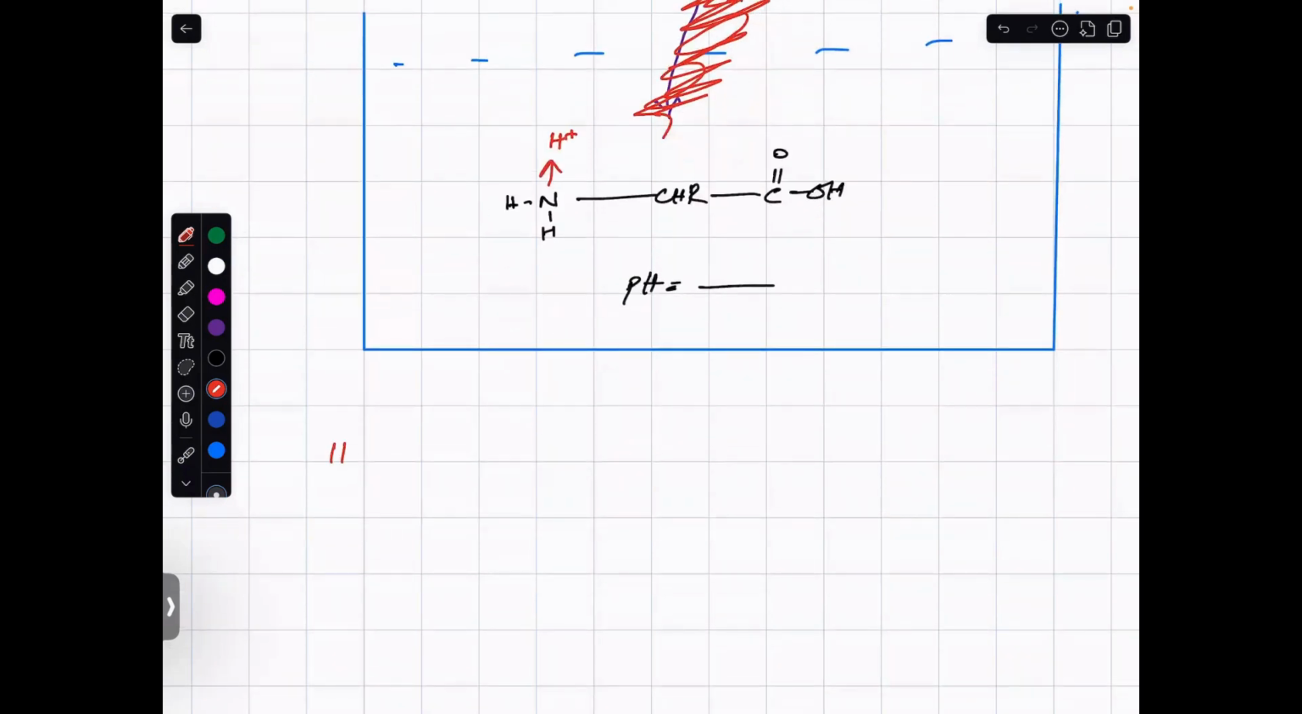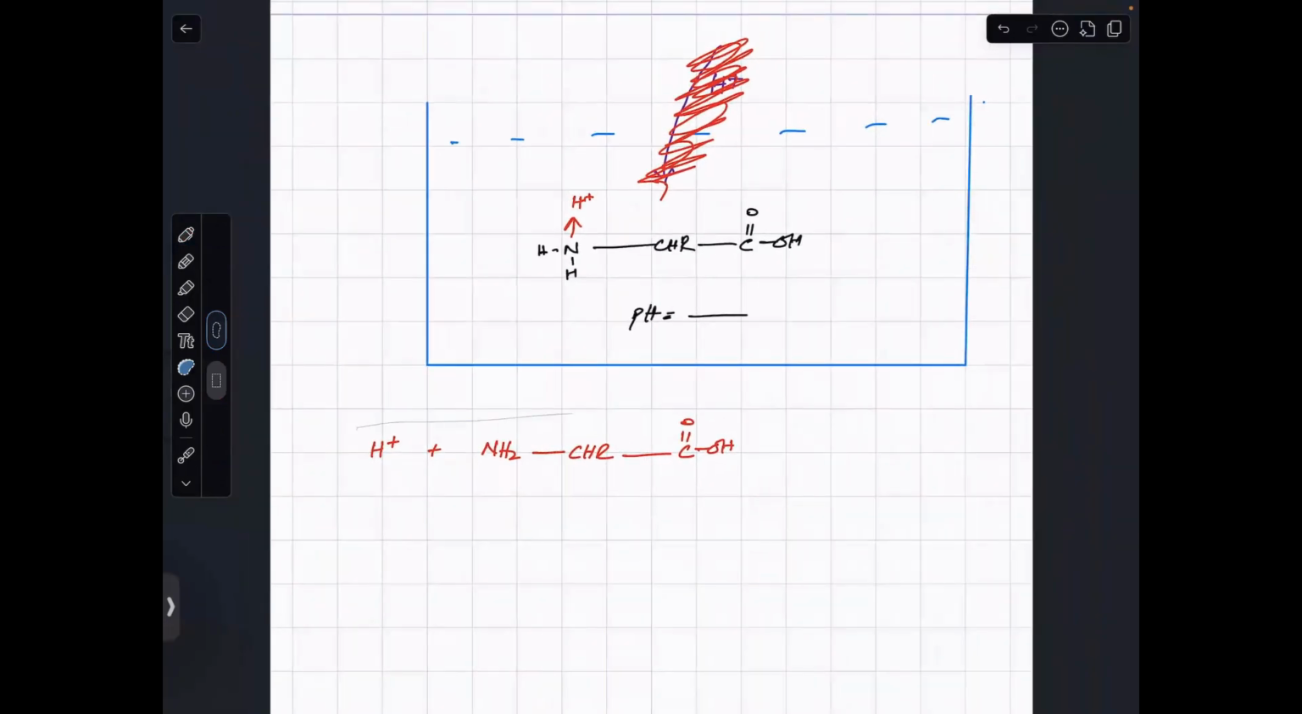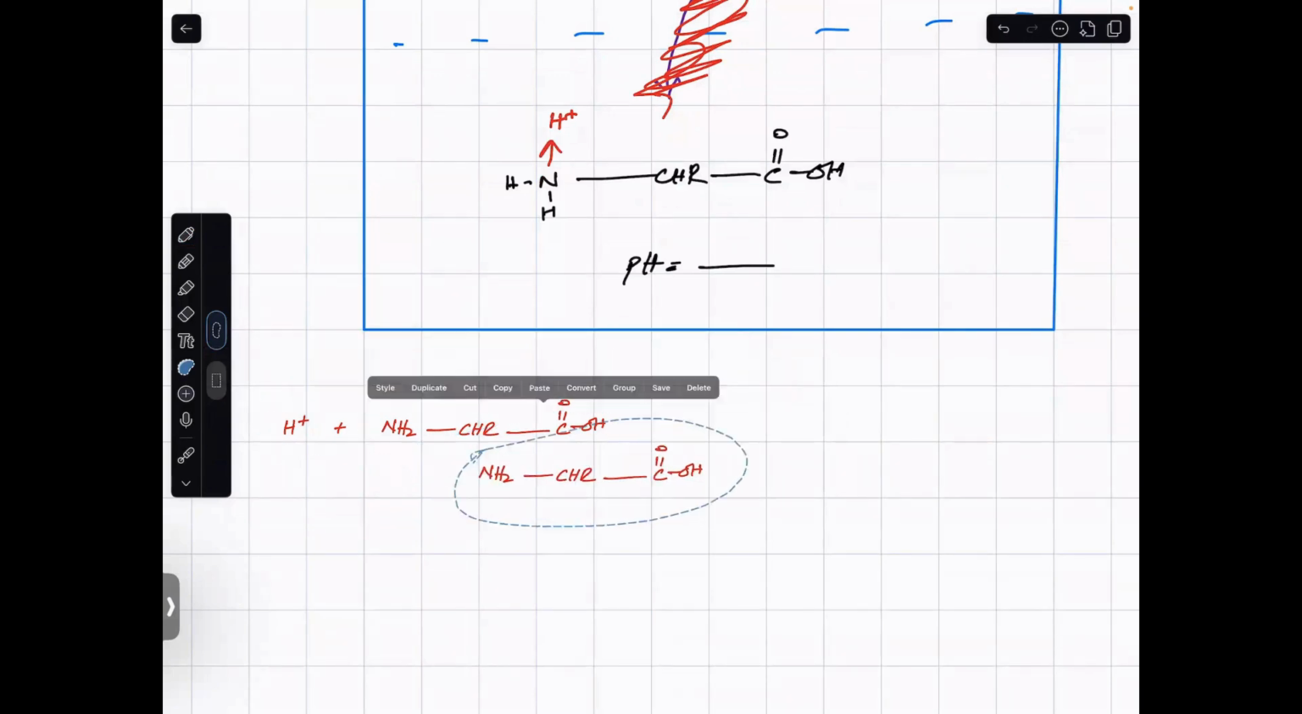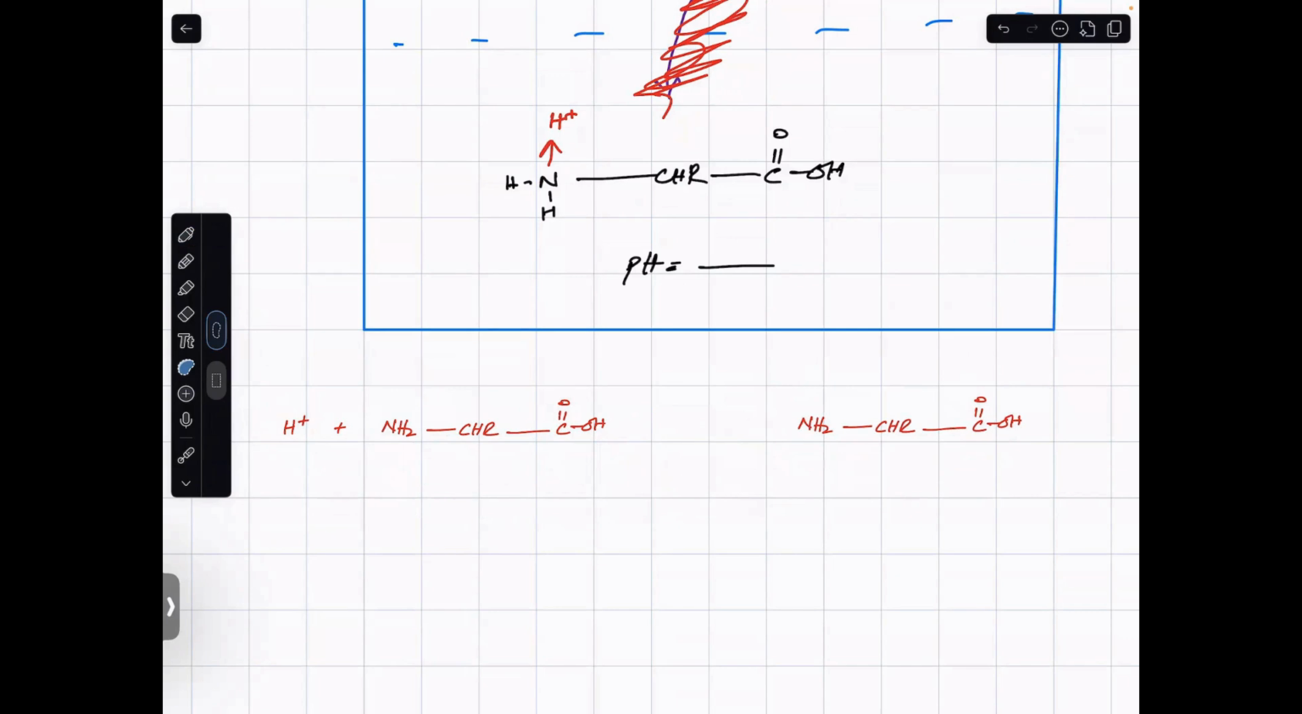H plus coming is going to make a dative bond with this. It's going to make what? A dative bond with this. As a result, what will form?